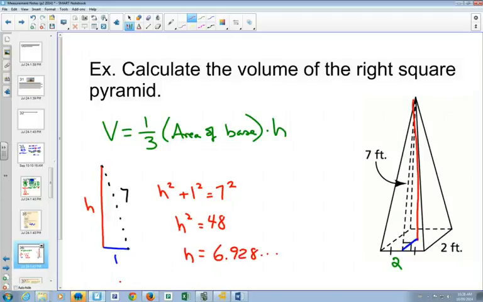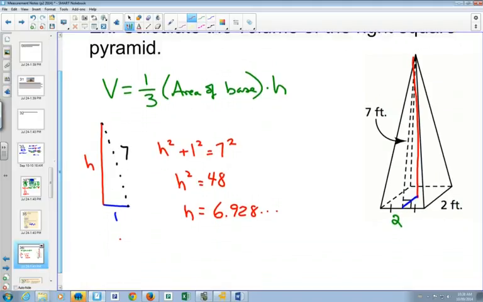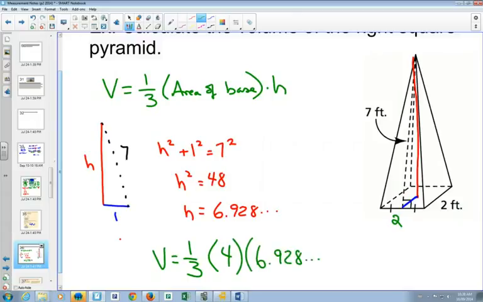And that keeps on going. So now we go back to our formula and say now we have everything we need to figure out the volume. We have the area of the base, 2 times 2, that'll be 4. And we have the height with all its decimal places.